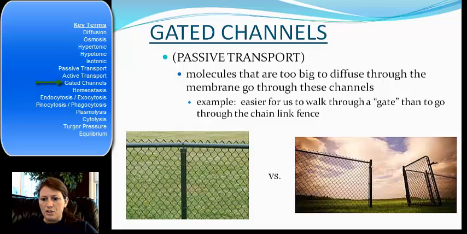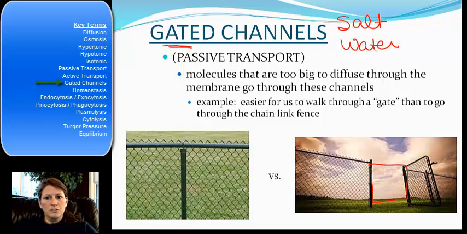Okay, and so this chain link fence is our membrane, and then we have these huge openings, our gates, that will allow the big molecules to go through. Okay, so if something's semi-permeable, what can go through our chain link fence? Well, we've got salt, okay, and water. So we know that a water molecule is very small. Salt is also very small. So the salt can go through our chain link fence.